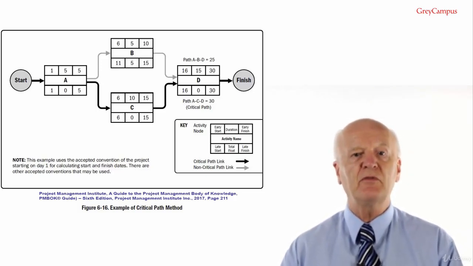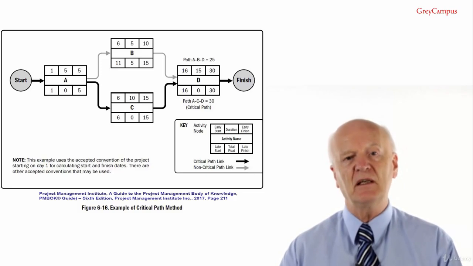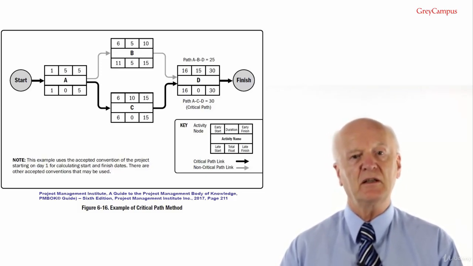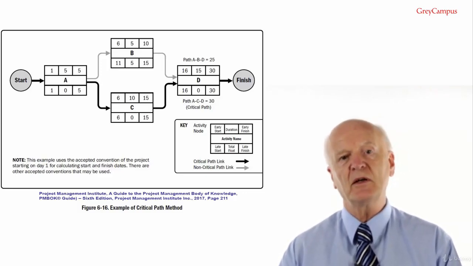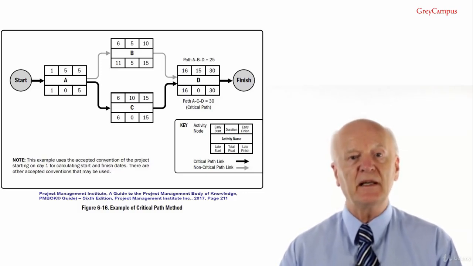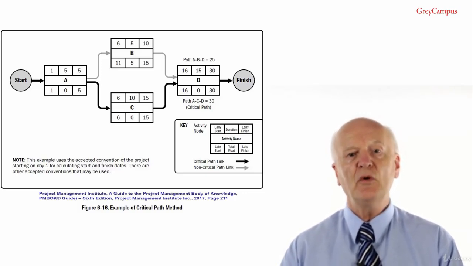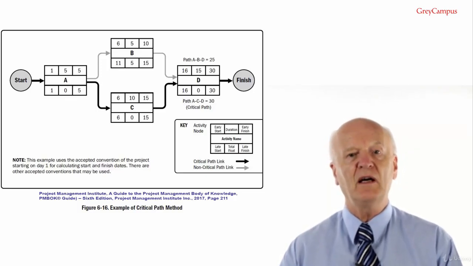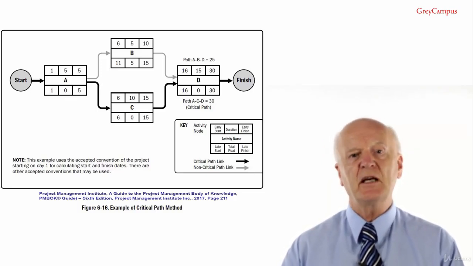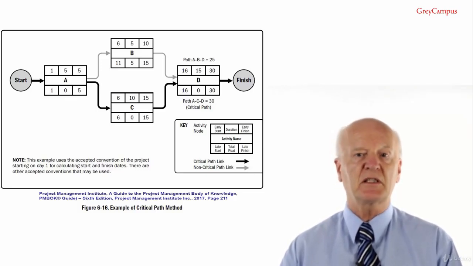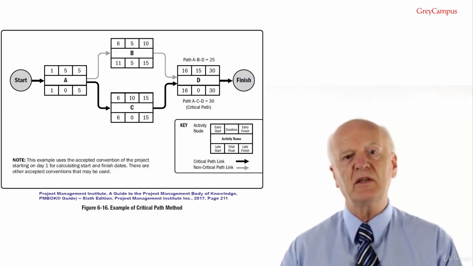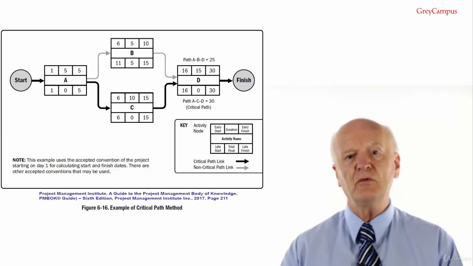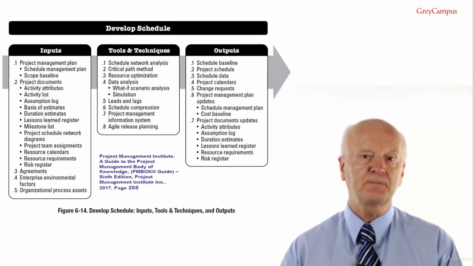What is the difference between free float and total float? Free float is the amount of time that a scheduled activity can be delayed without delaying the early start date of any successor or violating a schedule constraint. Total float is the amount of time that a scheduled activity can be delayed or extended from its early start date without delaying the project finish date or violating a schedule constraint. For example, the free float for activity B in figure 16 is 5 days. And because activity B is the only activity that is not on the critical path, then the total float will be the same as the free float.